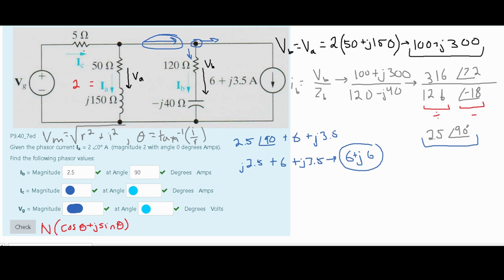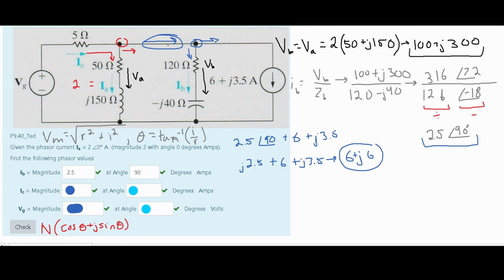Now, for I of C, we know it's going to split in this way, because the current is going to be in parallel at this node. So we need to add the current that is going downwards and the current that is going the other direction. They add together because, again, they are parallel, which splits the currents at this node.